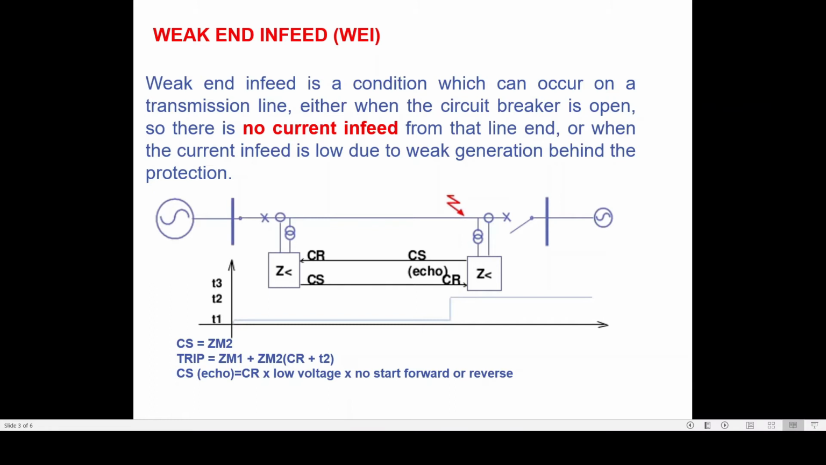The second condition might be that the generation behind the protection system is very weak. So in both cases, when the circuit breaker is open or generation behind the protection system is very weak, it might happen, suppose this is your weak end, that during a fault, since this end is not contributing any fault current, no distance protection will pick up at this end. And when no distance protection picks up, this end cannot isolate the fault, so in a weak end condition, your circuit breaker at this end might not open.